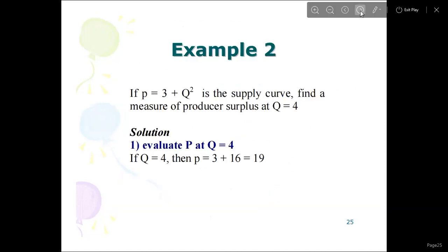Very easy. Similarly, example 2: the price is given as 3 plus Q square, the supply curve, and find a measure of producer surplus at Q equals 4. That means quantity was given as 4. So evaluate the price P at quantity 4. If Q equals 4, then price will be 3 plus 4 square, that means 19.